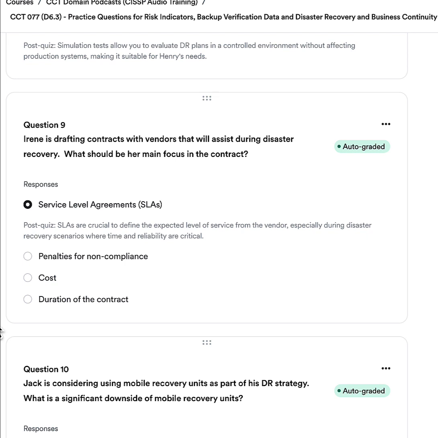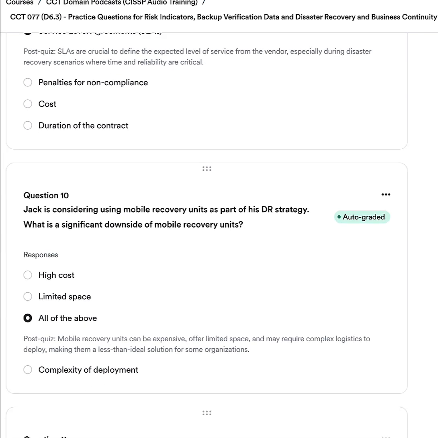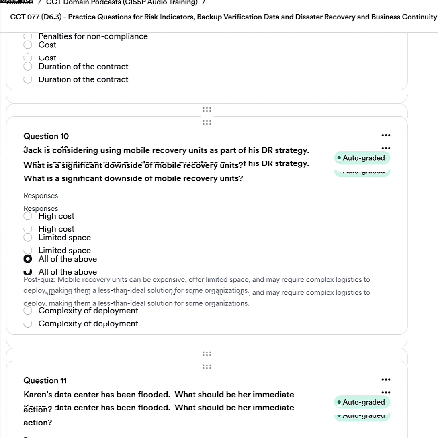So she's drafting a contract with vendors that will assist during a disaster. And you want A, service level agreements. These are crucial when defining expectations for the service of a vendor. Anytime I deal with a vendor, I have to have an SLA in place because that sets the expectation of what they're supposed to do, and also what we will be doing if we're working with them. So SLAs are the first thing you want to address when working with vendors on disaster recovery or really any type of contracting work.